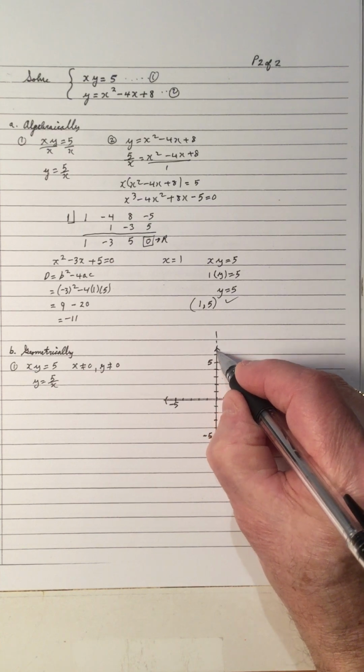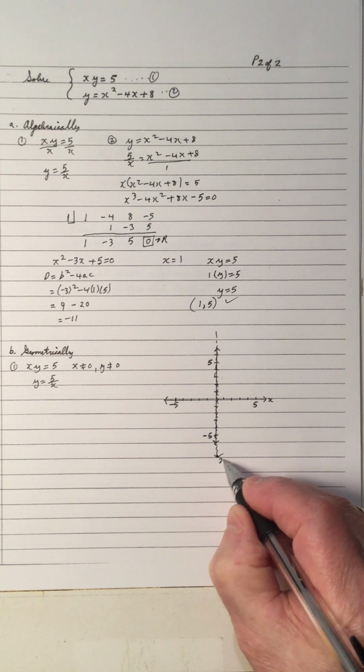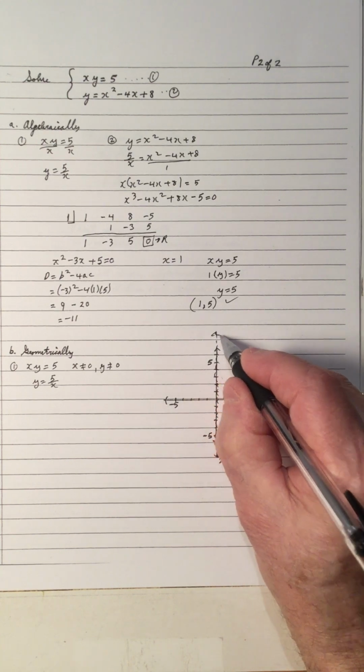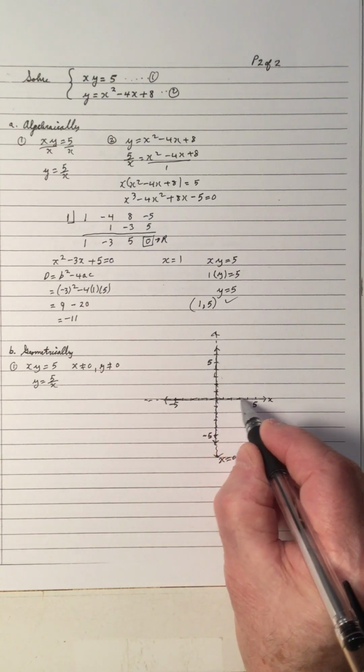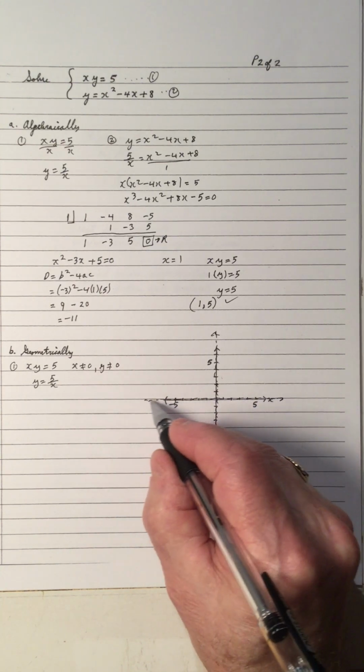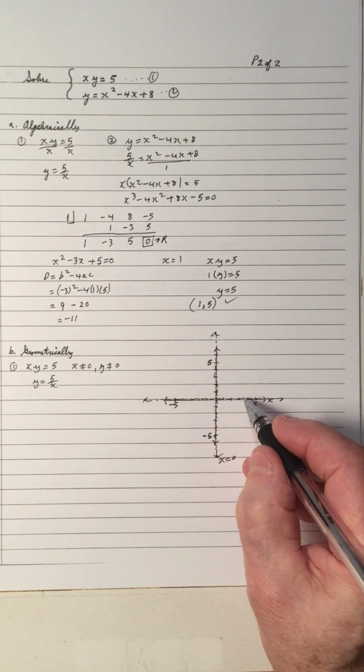So I'm going to put a dotted line here. So this is x equals 0 as a vertical asymptote. y equals 0 is a horizontal asymptote. So that means this graph will not cut through the y-axis or the x-axis.